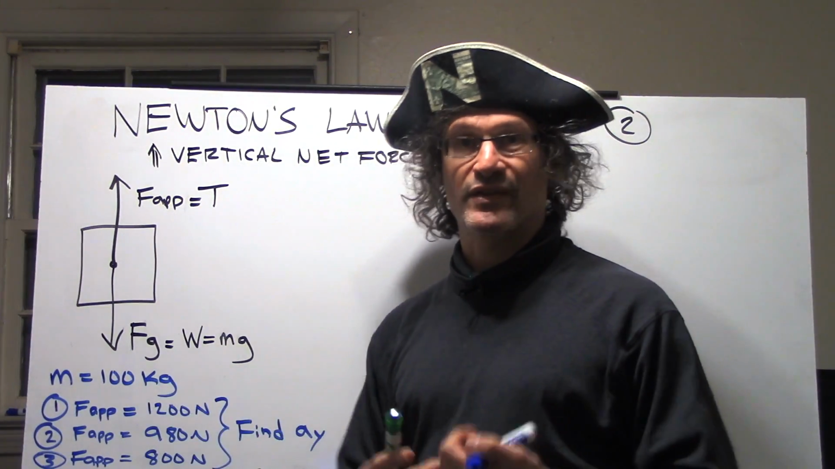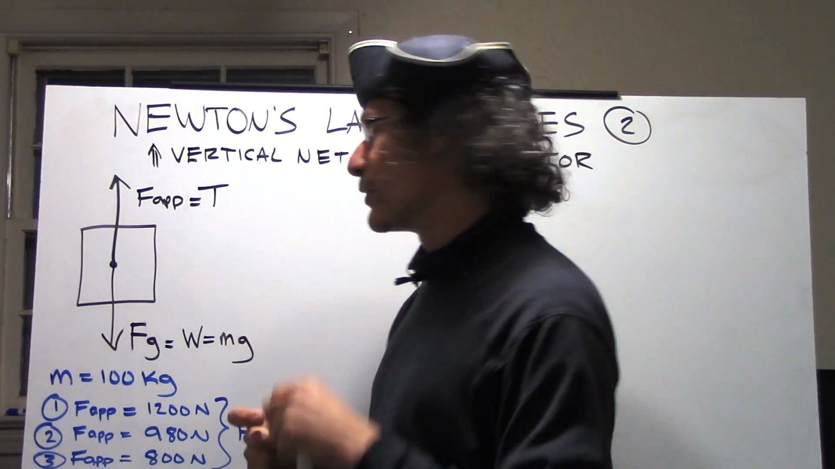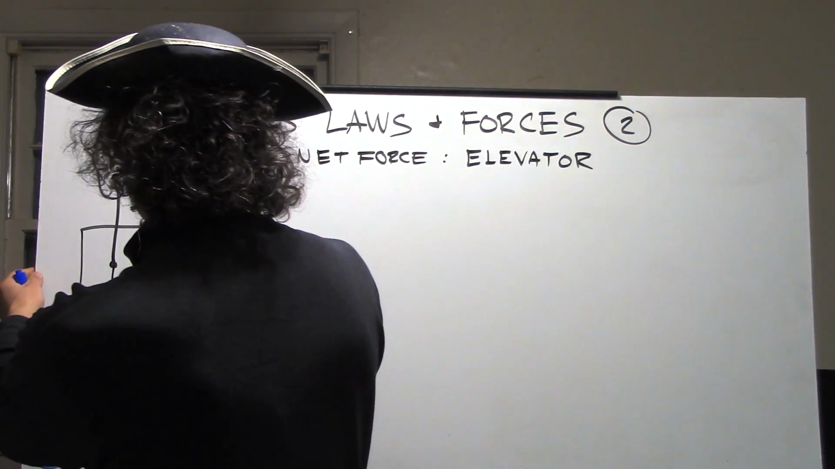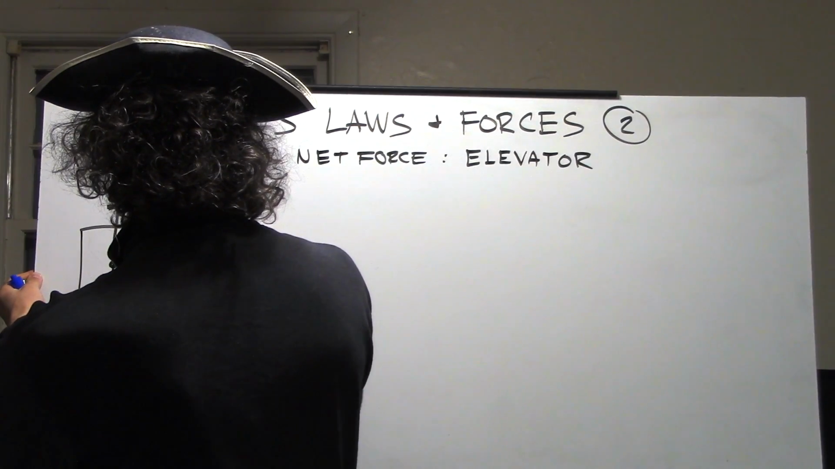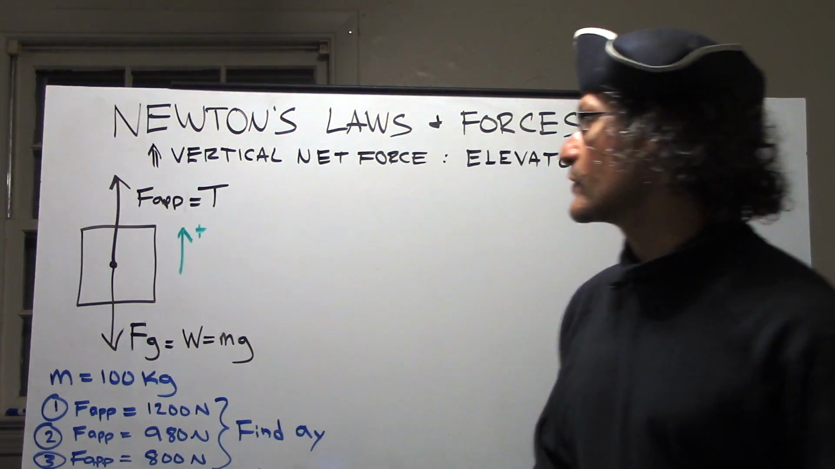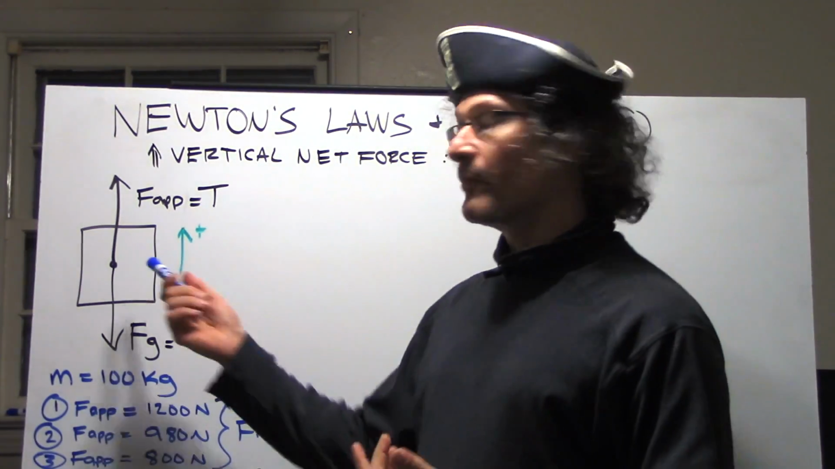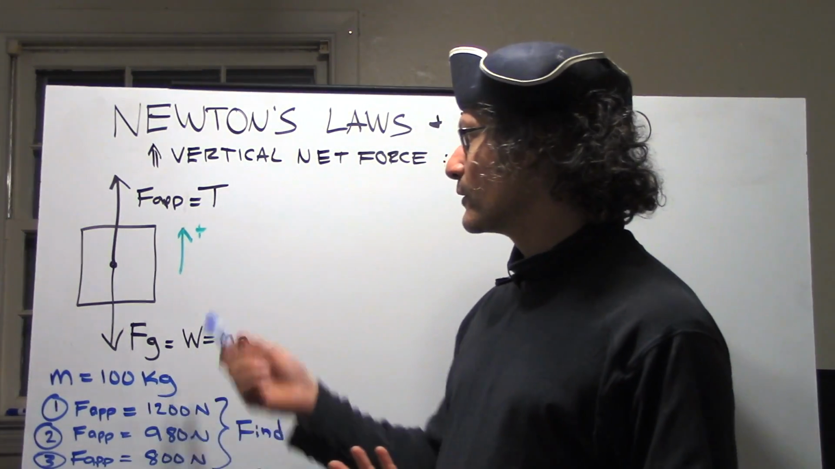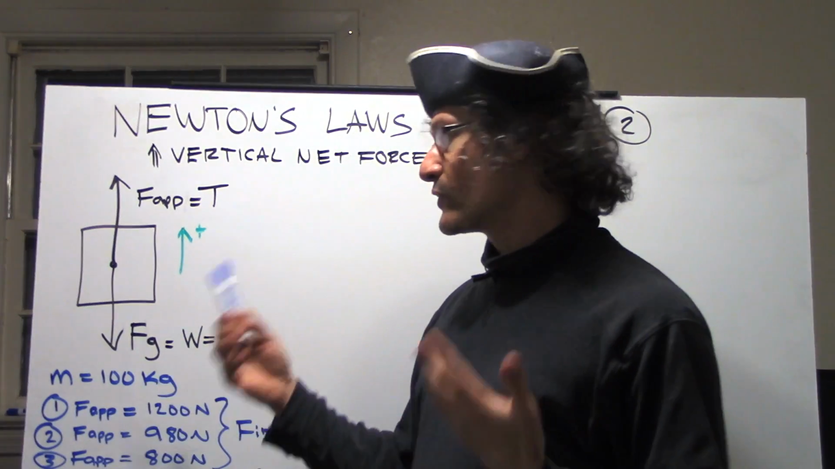So if you think of an elevator, it's got cables, and those cables pull up on the elevator. And let's even give this a coordinate system so that the positive direction is upwards. Okay, so we have that established. All right, well, here are the forces acting on the elevator. We will have the tension of the cable supporting this.